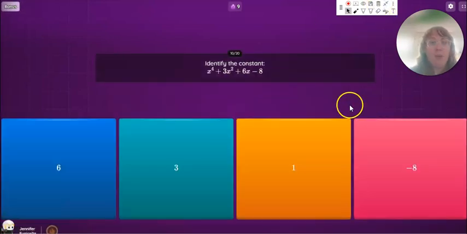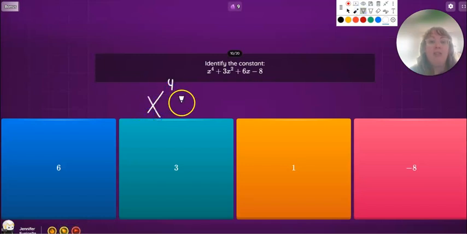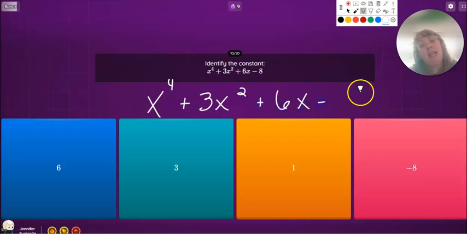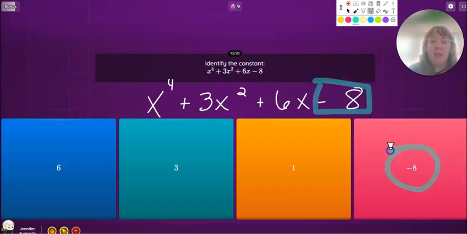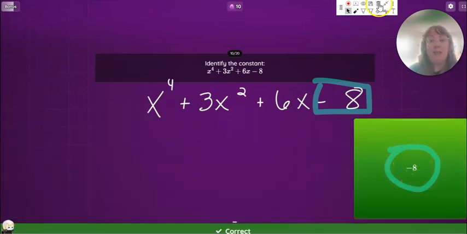Beautiful. Question 10. Identify the constant. So we have x to the 4th plus 3x squared plus 6x minus 8. The constant is the number all on its own with no variable. And that is going to be this -8. There's no variable, there's no x value attached. Our constant is -8.